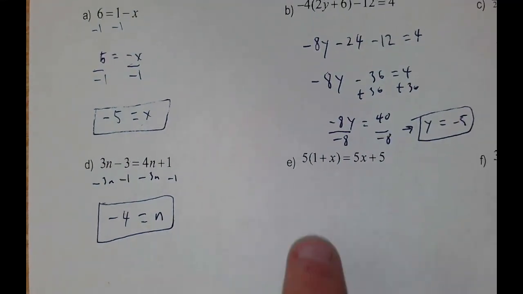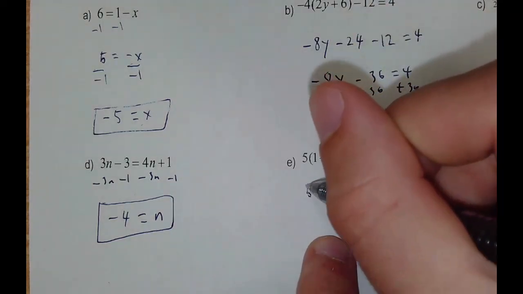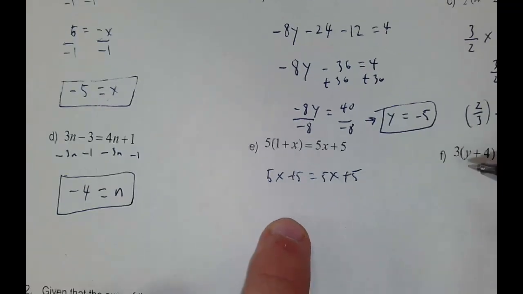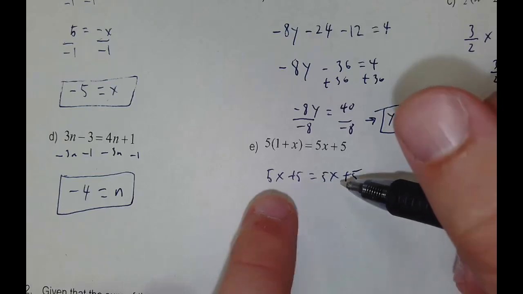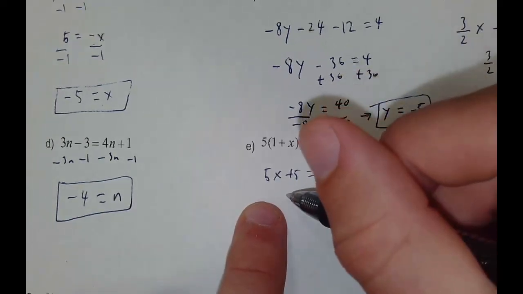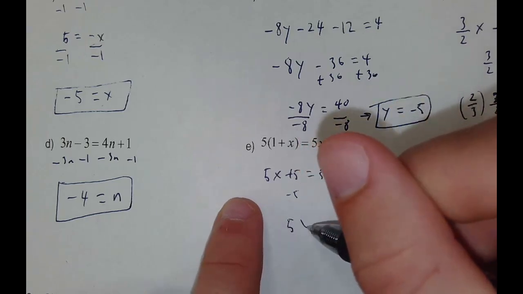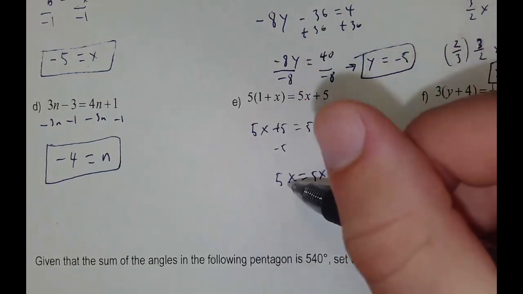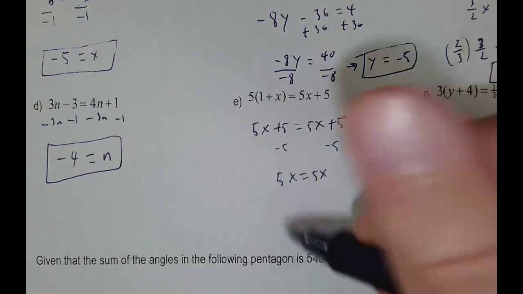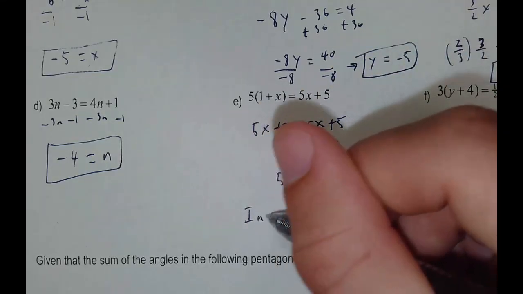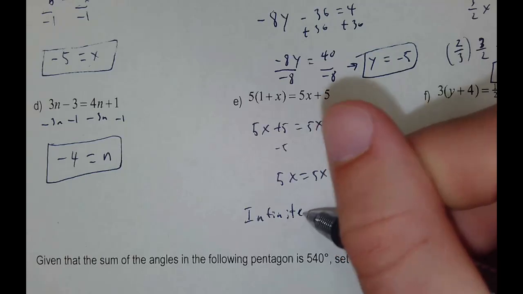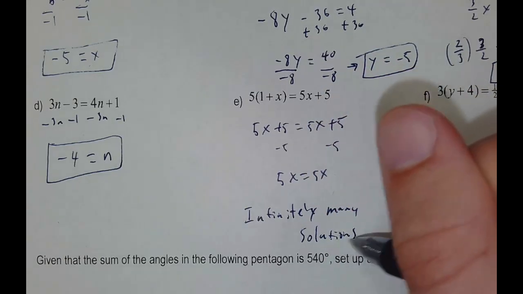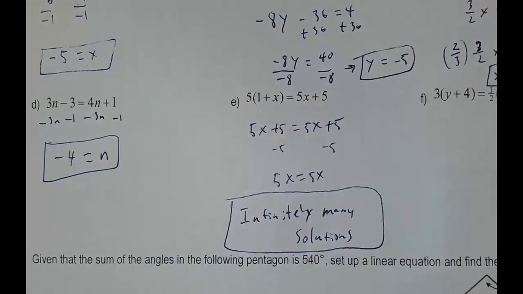E. So we're going to distribute here. We have 5x plus 5 equals 5x plus 5. So here's where we are. Notice that both sides are the same, right? So if I subtract 5, we get 5x equals 5x, or 0 equals 0. So in this case, when both sides of the equation are the same, this is infinite solutions. Make sure you write that. When it's the same on both sides, infinitely many solutions.